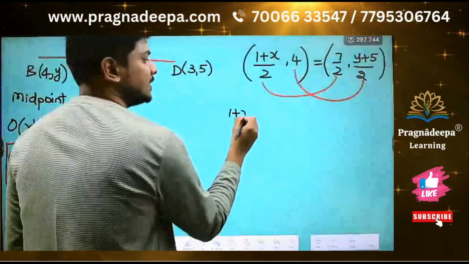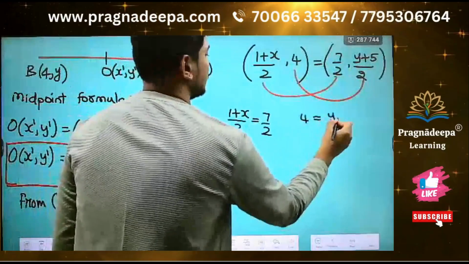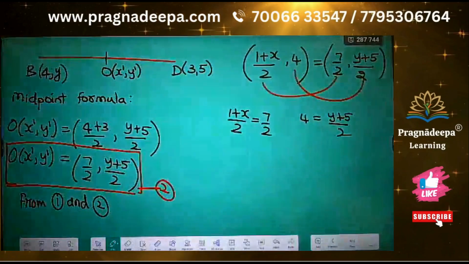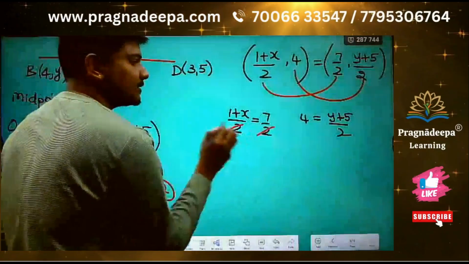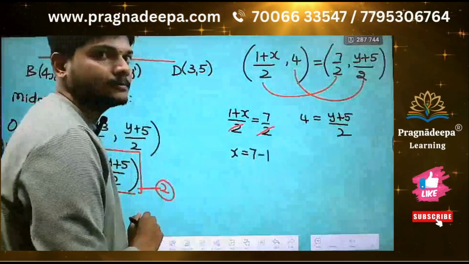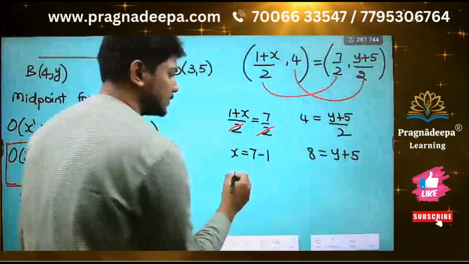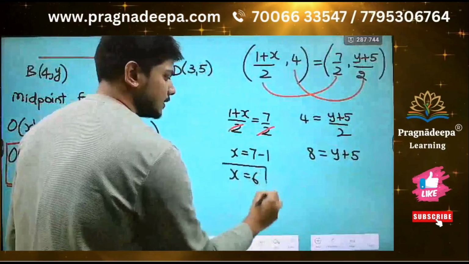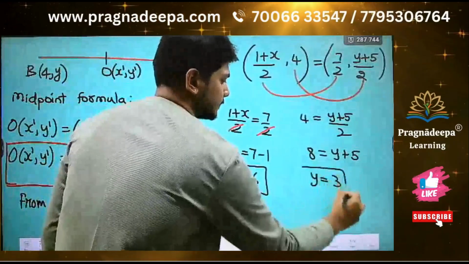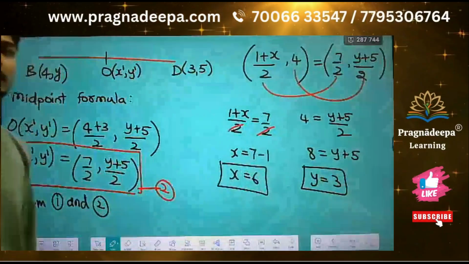So 1 plus x by 2 is equal to 7 by 2. 4 is equal to y plus 5 divided by 2. Okay. So 2 gets cancelled. x will be equal to 7 minus 1. So 8 will be equal to y plus 5. So now x will be equal to 6. y will be equal to 8 minus 5, that is 3. Therefore x will be 6, y will be 3.